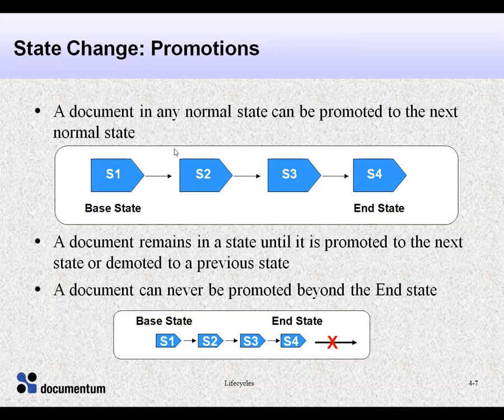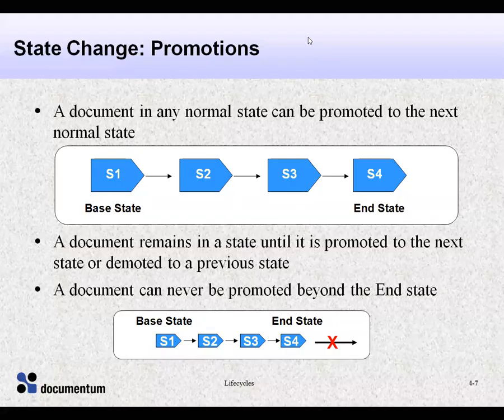State change: I told you about promotion and demotion. Promotion means the document is moving from S1 to S2, S2 to S3, S3 to S4, like this. The document is getting promoted. Demotion means it is rejected and coming back to a previous state. Let's say the document is in S3 and an exception state is associated with it. Once it gets rejected, it goes back to S1 or S2. That is called demotion. Are you getting my point?